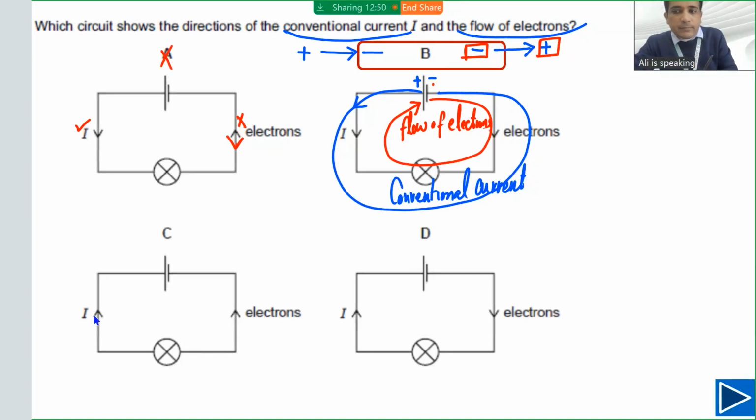If you look at C, the direction of current is wrong. It has to be down. The flow of electrons is also wrong because it has to be down this way. That's the reason C is not the answer. If you look at option D, you can see the direction of flow of electrons is right, from the negative terminal. How about conventional current? This one is wrong because it has to be down. So that's the reason D is also not the answer. I hope this one is clear to you: what is conventional current and what is flow of electrons? Let's move on to the next one.